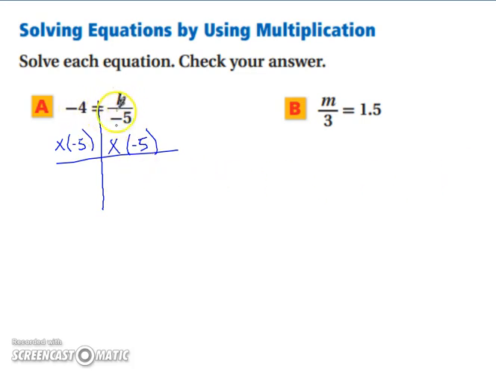That leaves just k on the right-hand side. And now we have a negative times a negative, which is a positive, and 4 times 5 is 20. Let's double check our work. Is negative 4 in fact equal to 20 divided by negative 5? Yes, it is. Take a moment, pause the video and try B.